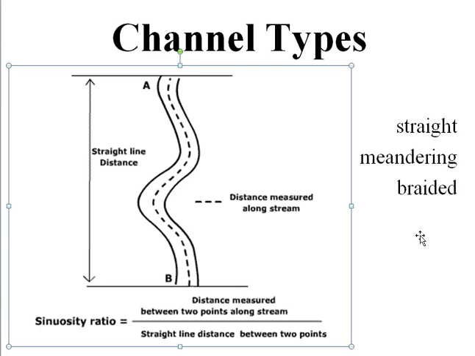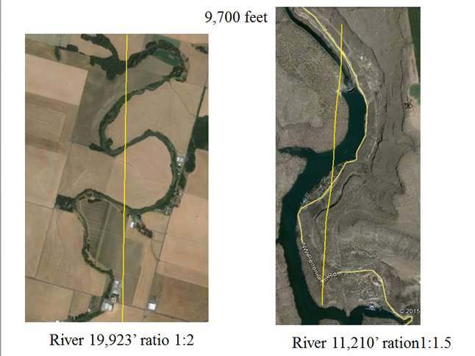One way to determine if a stream is a straight channel or a meandering channel is to look at a ratio called the sinuosity ratio. This is basically the linear distance between two points on a stream, as the crow flies, and then the actual distance, if you were canoeing or walking down the middle of that stream. What is the difference between those two measurements? I have a couple examples taken from Google Earth.